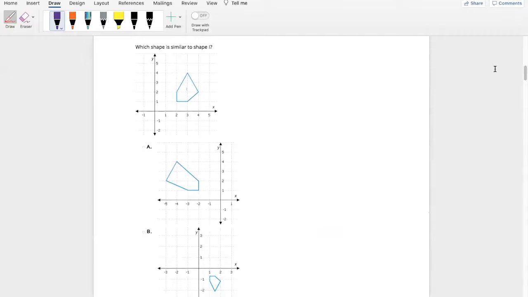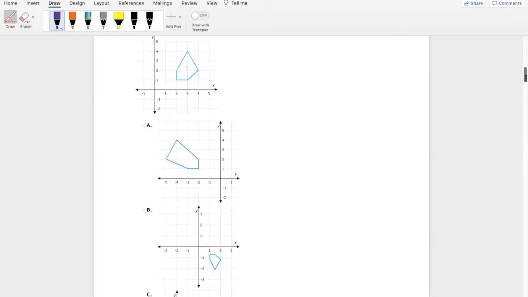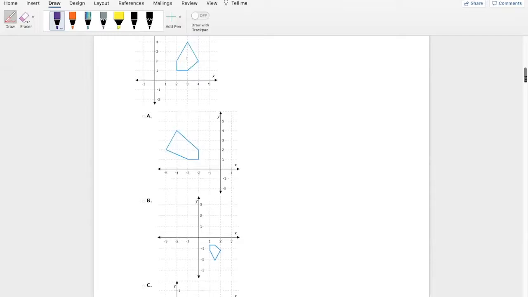All right, next one. Which shape is similar to this shape here? Shape 1. A couple things to look at. We want it to be, so it has to look the same, be proportional, but it could possibly be a different size. It can be smaller or larger. Whenever we're talking about similar, I always like to use the example of like a mini-me. They're similar, but they can be a different size.